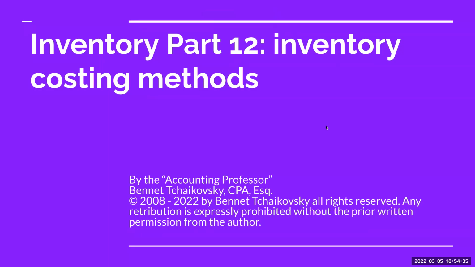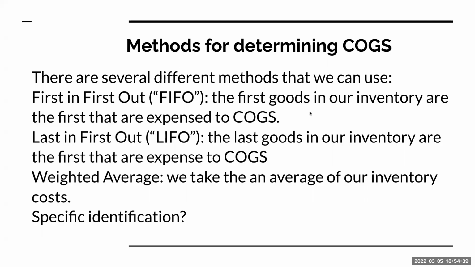Everybody, welcome. We're going to learn today about inventory costing methods. So we have several different methods for determining our cost of goods sold. And these are going to be FIFO, which is first in, first out, meaning that the first goods in our inventory are going to be the first ones that are going to be expensed to cost of goods sold.